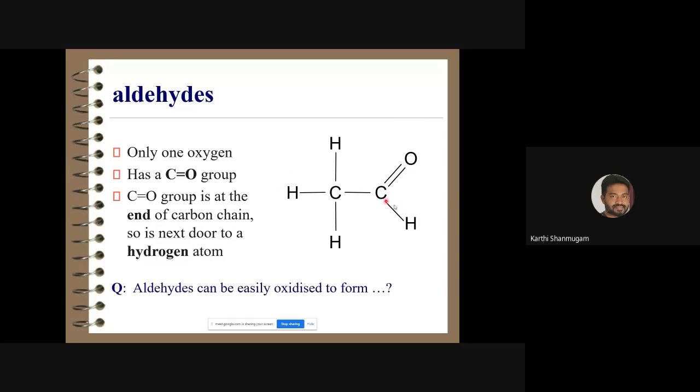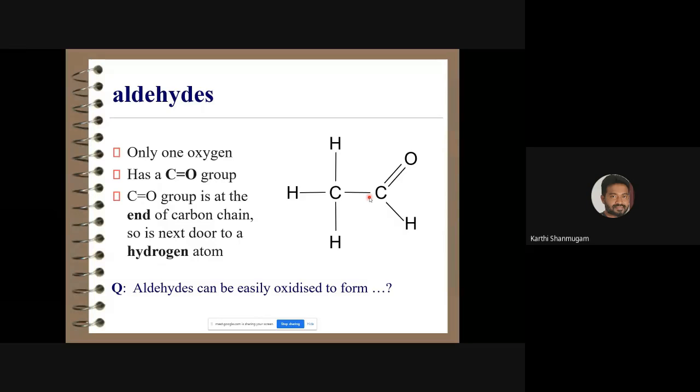So there should be hydrogen attached to this carbon atom, right? If it is anything other than hydrogen, we cannot call it an aldehyde. Do you remember aldehydes can be easily oxidized? Whenever you have the aldehyde functional group in any drug molecule, it can easily undergo oxidation. Oxidation is one of the primary reactions in metabolism. If we oxidize this aldehyde, what will be the resulting product?